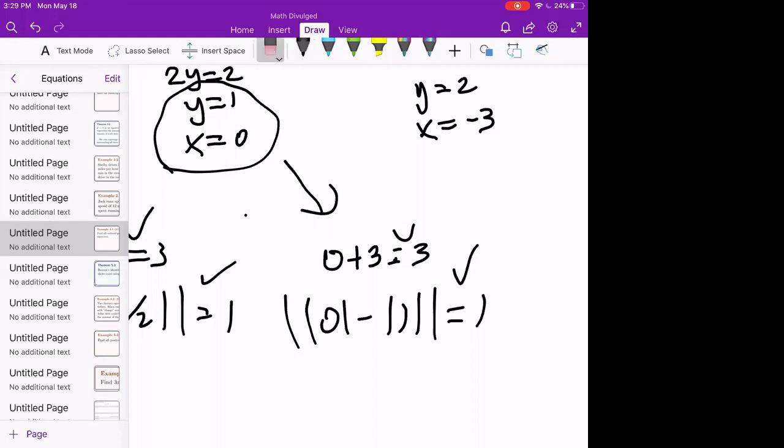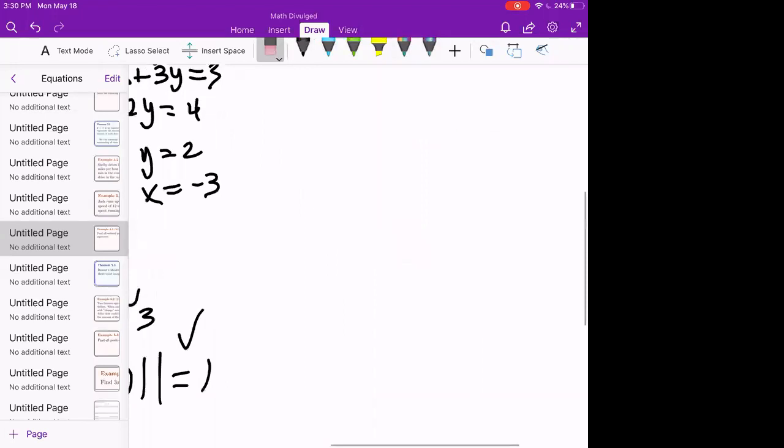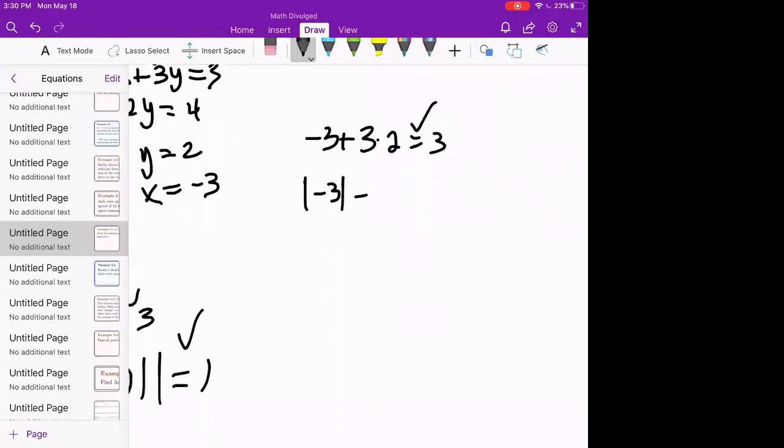We move up over here. y is equal to 2, x equals -3. So if we plug this back in, -3 plus 3 times 2, this gives us 3, which is correct. And then into the second equation, the absolute value of -3 minus the absolute value of 2, the absolute value of the entire thing is equal to 1. So this is 3 minus 2, which is 1, and the absolute value of 1 is equal to 1, so this is right.